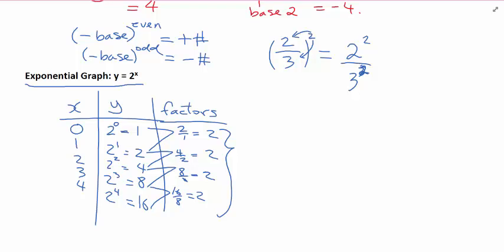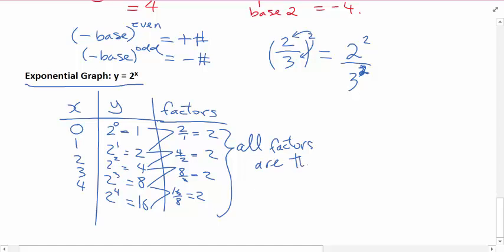So 1 times 2, 2 times 2 is 4, 2 times 4 is 8, 2 times 8 is 16. So this is exponential. All the factors are the same. Therefore, this is exponential.